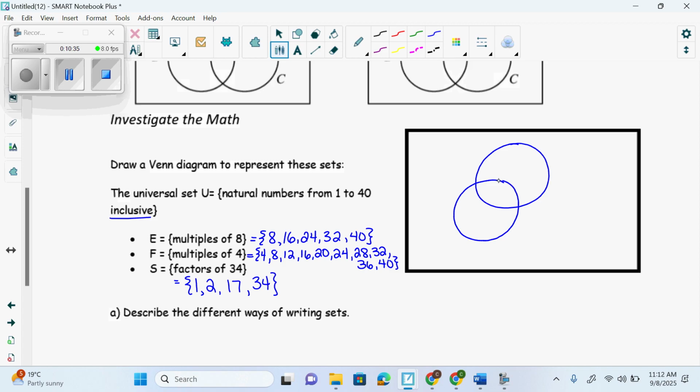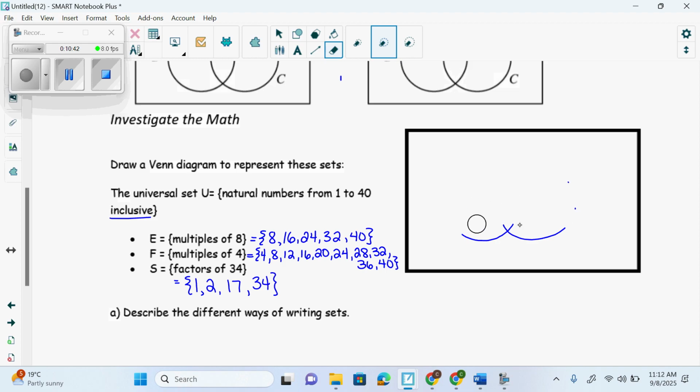I'm going to do 1 and 2. If you did 2 and 1, it doesn't matter. I'm going to erase that. It's not big enough.